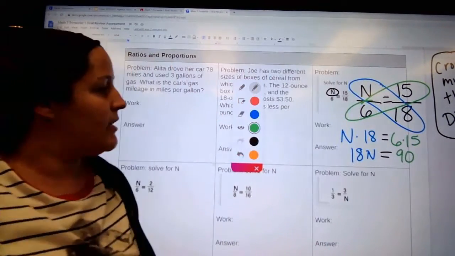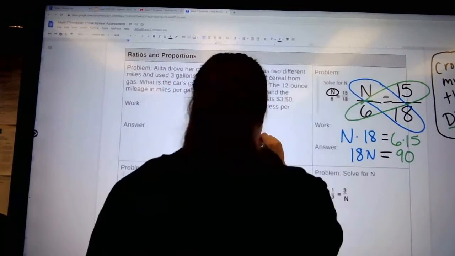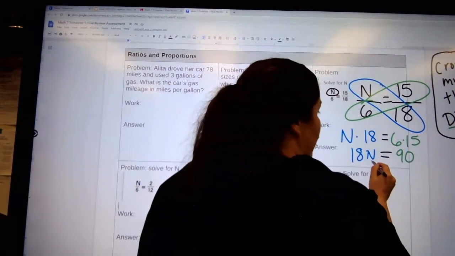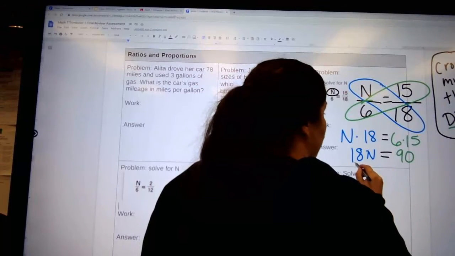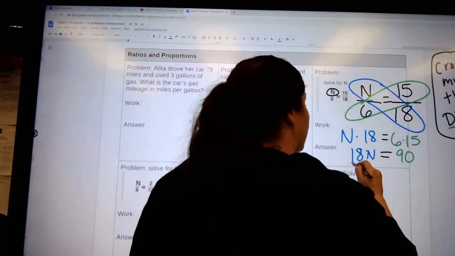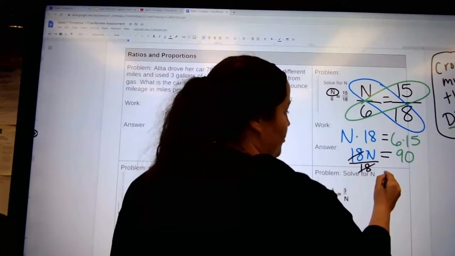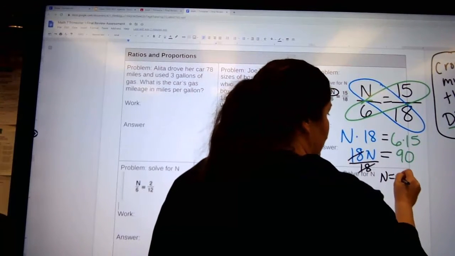So now you're like, well, what do I do? Well, if you remember, that's where the divide comes in. So you have to get n by itself, and in order to do that, you want to divide both sides. Whatever you do to one side, you have to do to the other. So you want to divide this side by 18, because then the 18's cross out, and you're just left with n, and the equal sign.